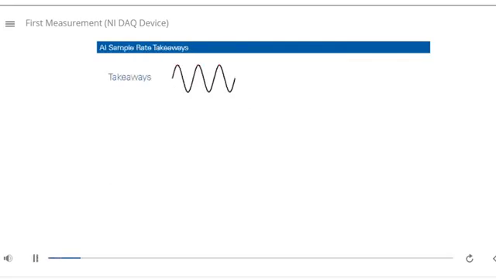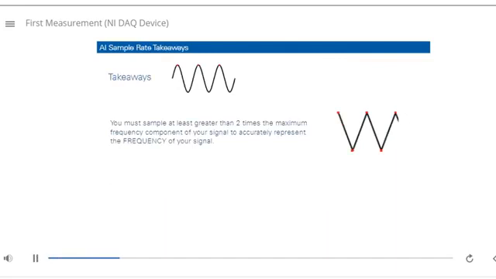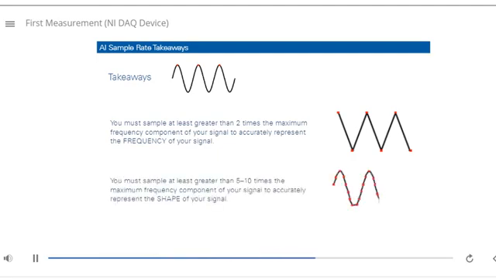The takeaway is this: you must sample at least greater than 2 times the maximum frequency component of your signal to accurately represent the frequency of your signal. And typically, you must sample at least 5 to 10 times greater than the maximum frequency component of your signal to accurately represent the shape of your signal.